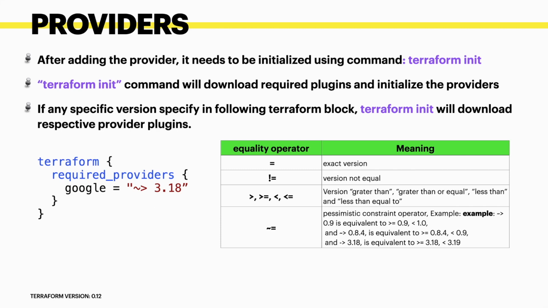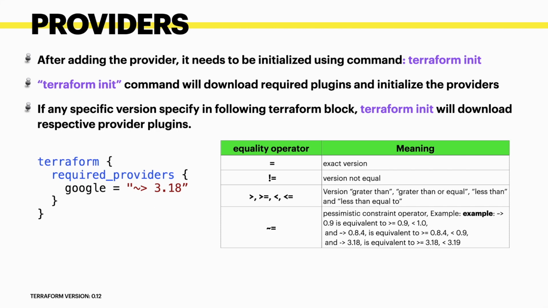You can use various equality operators to specify the version number. For example, if you use the equal sign, it says that the version should be exactly what is given here. If you use the not equal to sign, that means it will not use the version which you specify after that. Greater than or equal to, less than, and less than or equal to will again pick up versions as per the symbols defined here. And tilde equal to is a bit interesting, which is the pessimistic constraint operator. A few examples are given here.